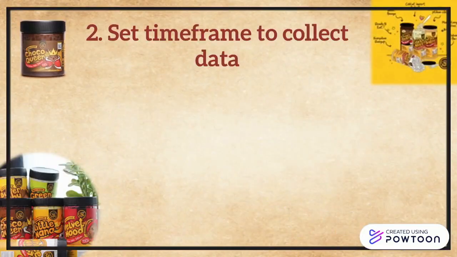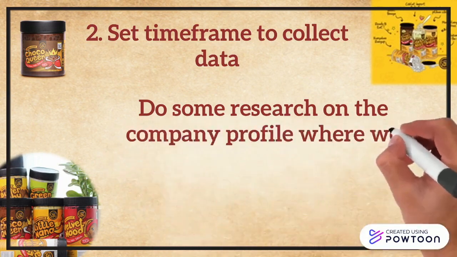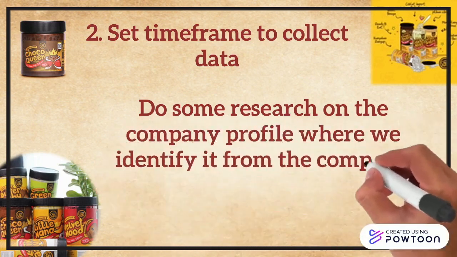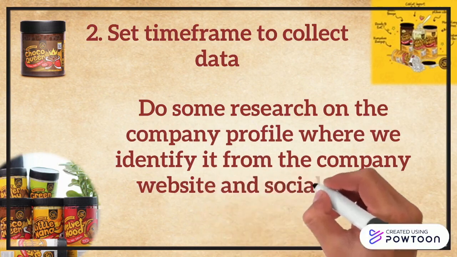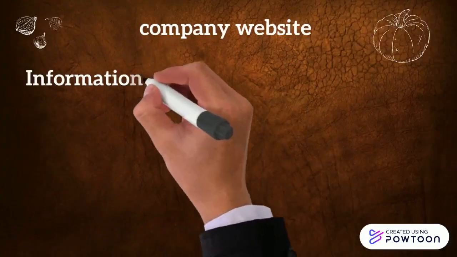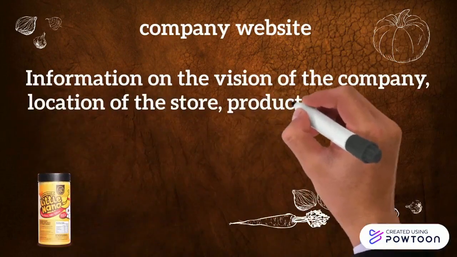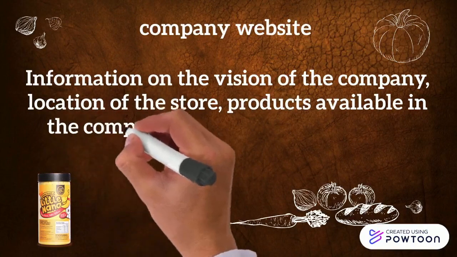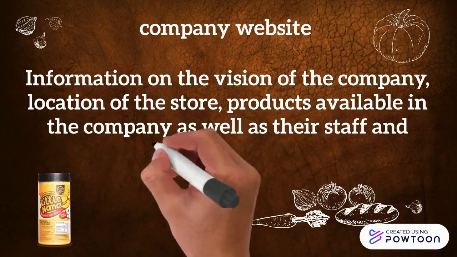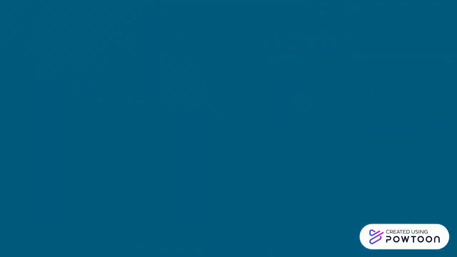Then, the second step is where we set the time frame to collect the data. Firstly, we will do some research on the company's profile, where we will identify it from the company's website and social media. From the company website, we can get information on the vision of the company, location of the store, products available in the company, as well as their staff and stockist information.